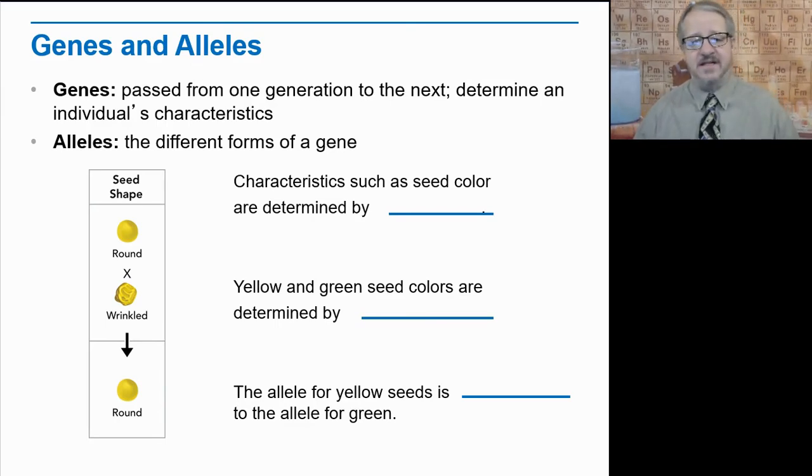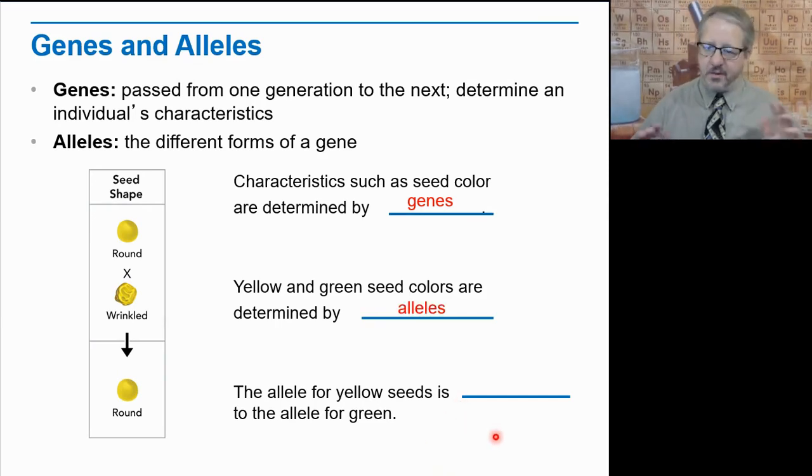So characteristics, and this is just going to help with our understanding of genetics overall. These are some basic premises that we operate by when we talk about genetics. Characteristics such as seed color are determined by what we call genes. Mendel called them factors. The yellow and green seed colors are determined by, what do you think? Think about it. If you said alleles, you would be correct.